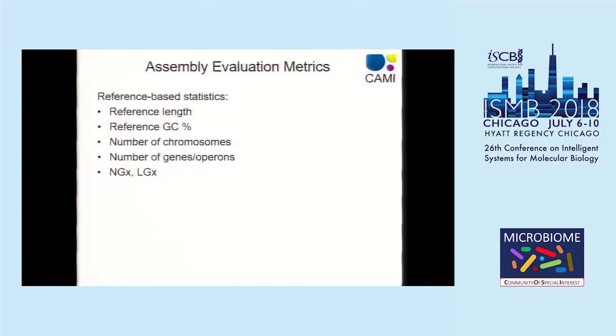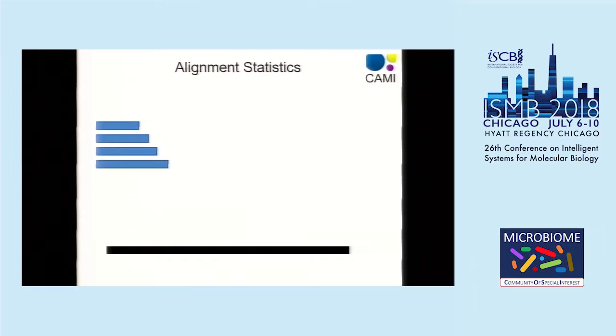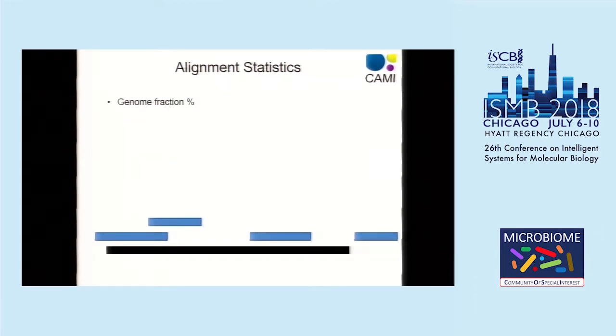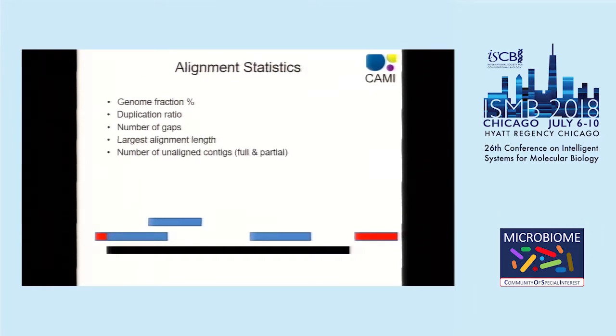Then you can calculate other statistics like this one here. These are the contigs from the assembly, and this is the reference. By aligning them back, we can start with the genome fraction, how much of a genome is actually covered, these red parts of the genomes here. You can look at duplication ratios, for instance. Here there are two contigs which represent the same part of a genome, so it's duplicated. You can look at the number of gaps in your assembly, the largest alignment length, or the number of unaligned contigs, so contigs which didn't exist in your reference.